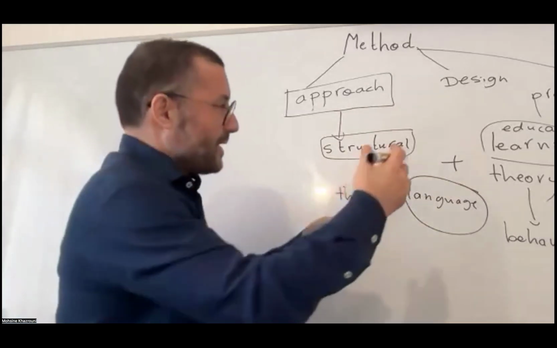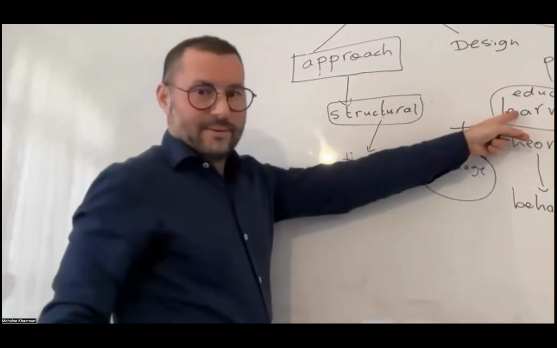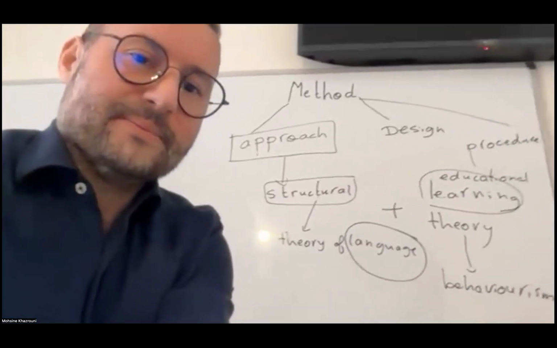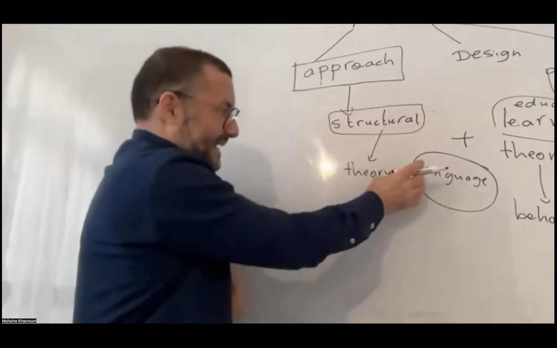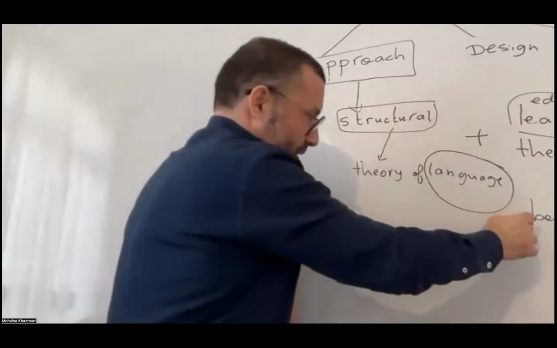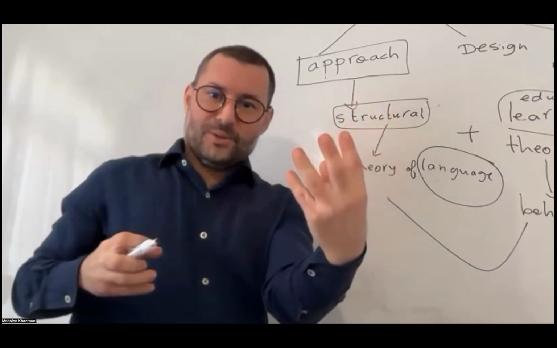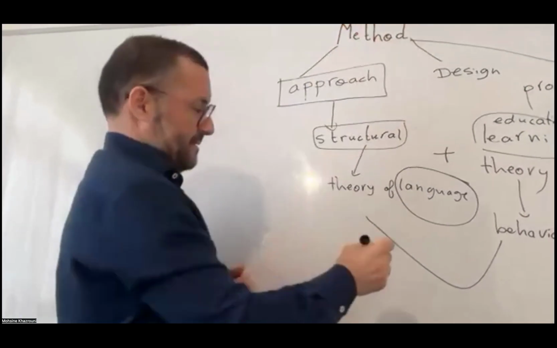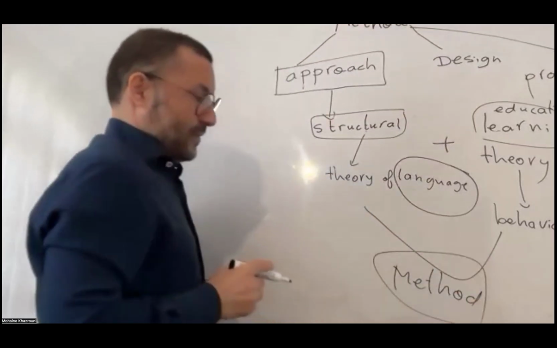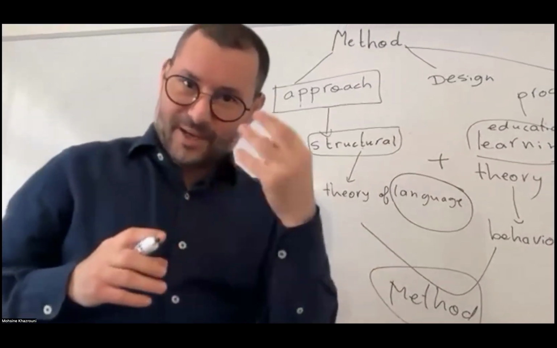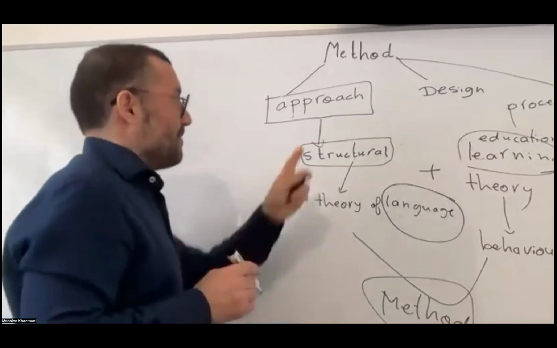Together, when I combine a learning theory with the language theory, the combination of the two will give birth to a method. Exactly. So in other words, method is a combination of language theory and learning theory. Now let's give an example of a method.